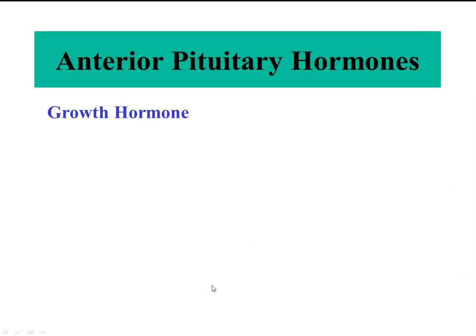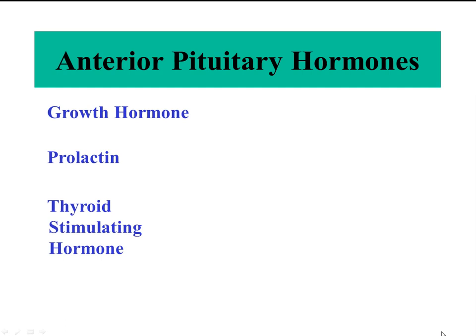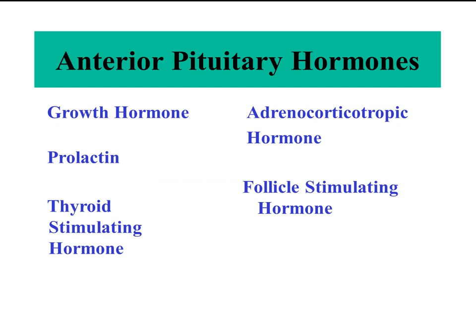What hormones are produced in the anterior pituitary gland? Growth hormone, prolactin, thyroid stimulating hormone, adrenocorticotropic hormone, follicle stimulating hormone, and luteinizing hormone.